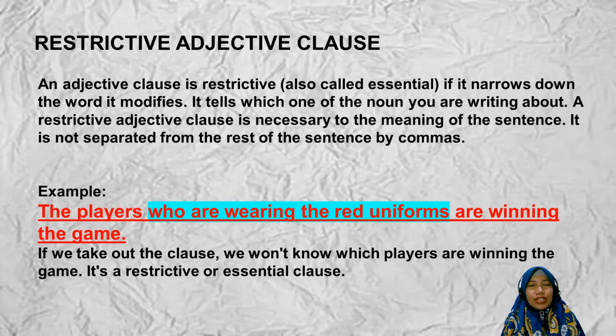In restrictive adjective clause, it happens when it narrows down the word it modifies. It tells which one of the noun you are writing about. A restrictive adjective clause is necessary to the meaning of the sentence. It is not separated from the rest of the sentence by commas.